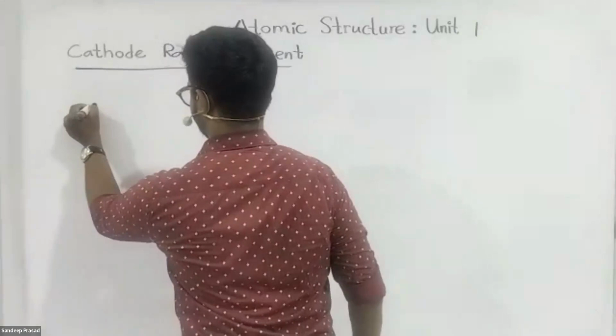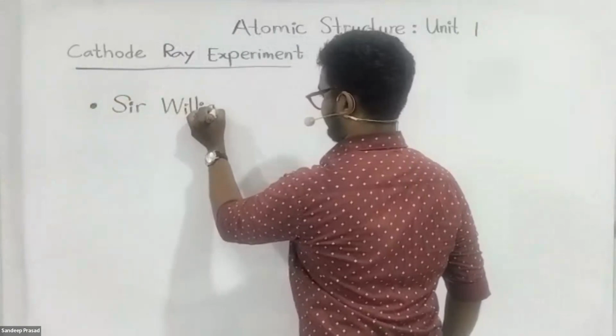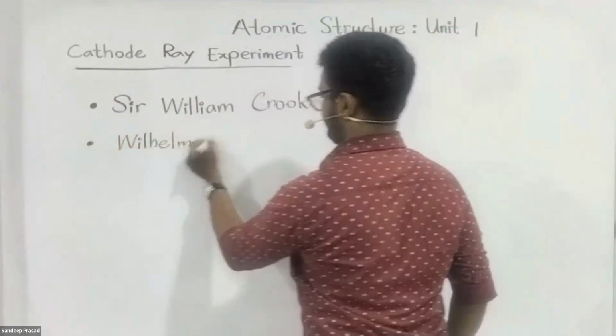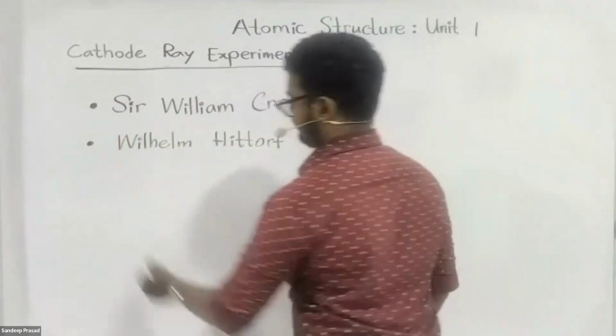Sir William Crookes. Sir William Crookes, huh? Sir William Crookes. And the next name, Wilhelm Titov. Wilhelm Titov. And the next name, Julius Plucker.